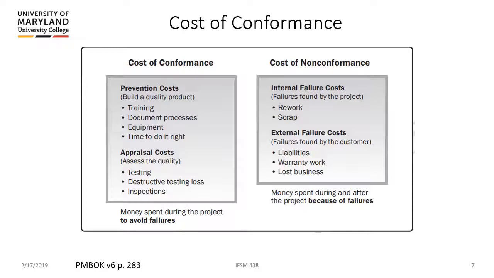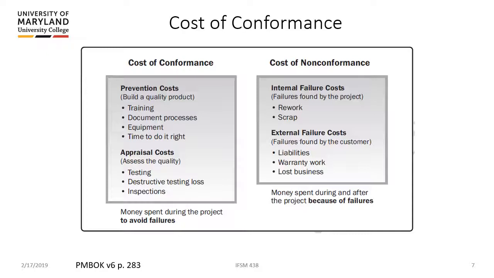The flip side of that is the right side of the slide, where we talk about the cost of non-conformance. This is the money that you spend afterwards because quality was not there. Internally, if you don't have well-documented processes, if you're not using quality control measures, you'll have a lot of wasted material and wasted time because things won't be done right. People will make mistakes and so on. Those are internal failure costs. And then external failure costs are probably the highest.